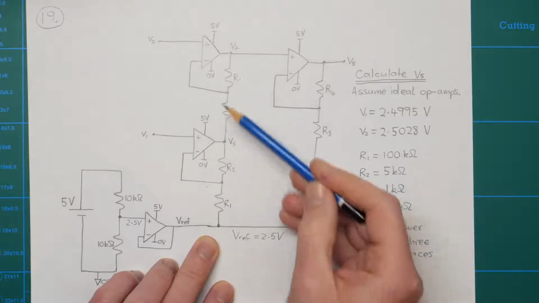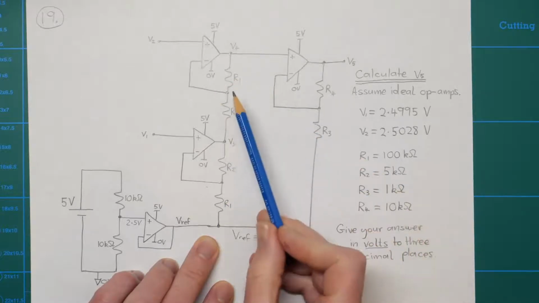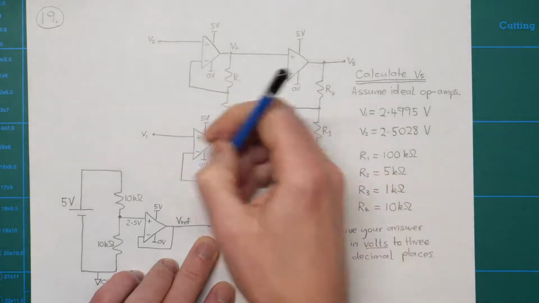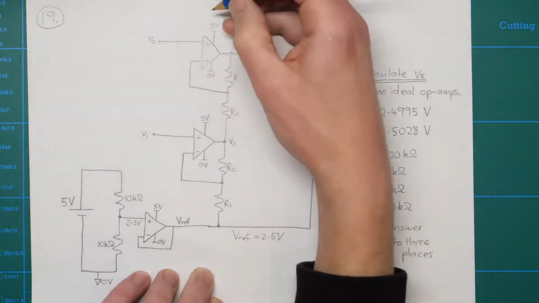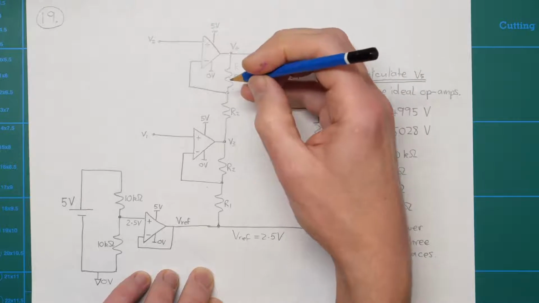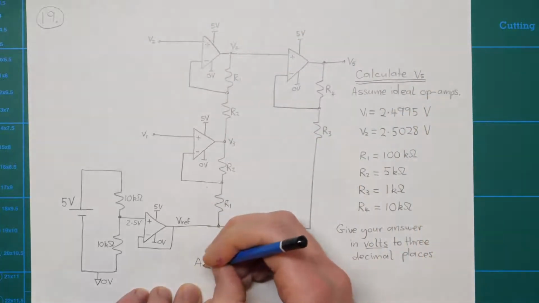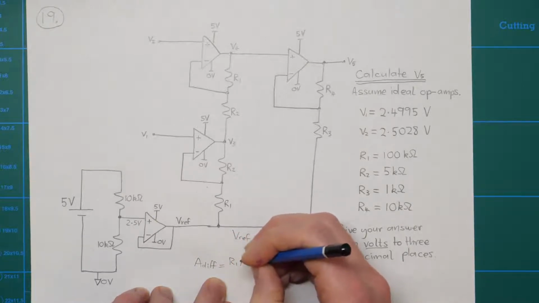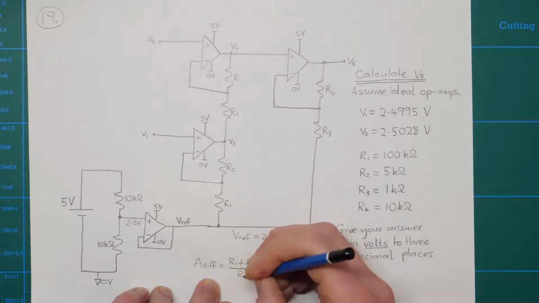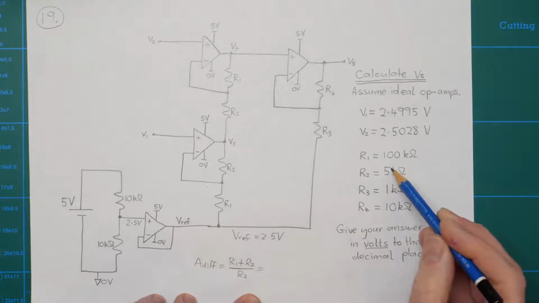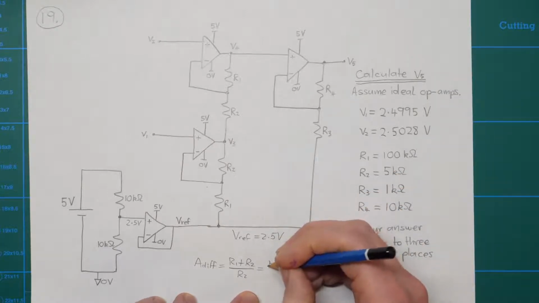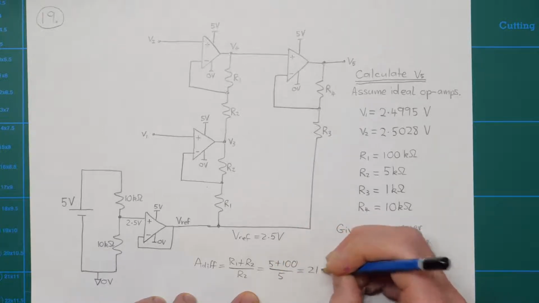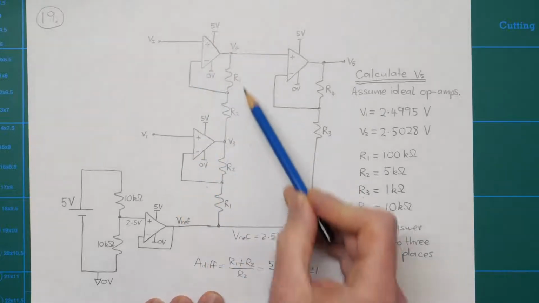So this serves as the base voltage for the in amp here, and we can also see that we've got these perfectly matched resistors, R1 and R2, and the values of these are 5k and 100k. So the gain of this part of the circuit, what will I call this, A diff, is equal to R1 plus R2 over R2. So this is going to be 5 plus 100 over 5, which is 21. So the differential gain of this part here is 21.